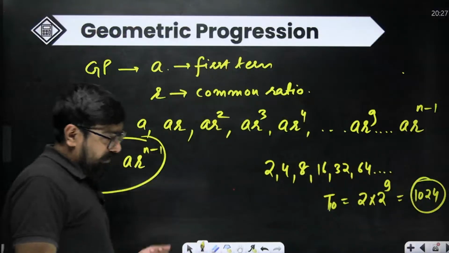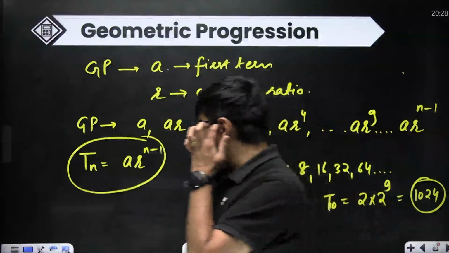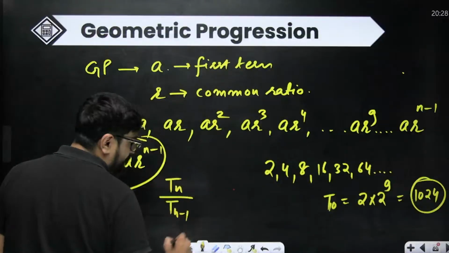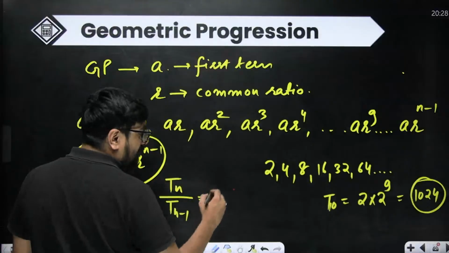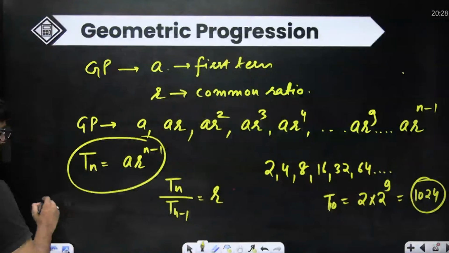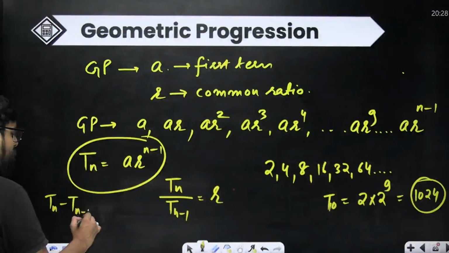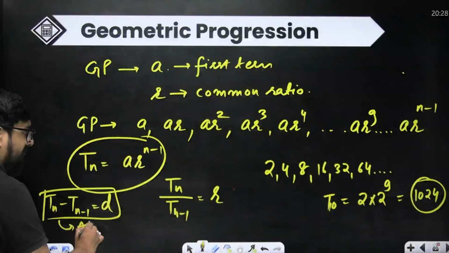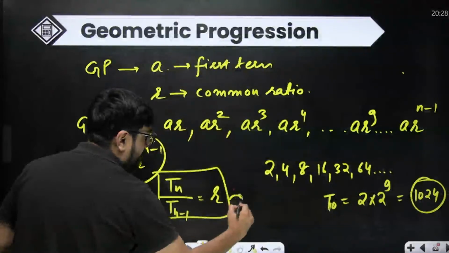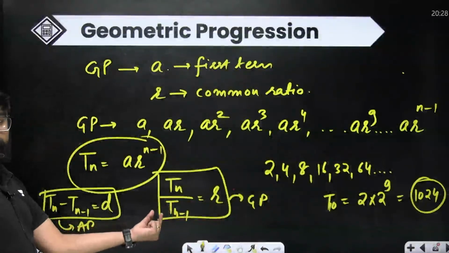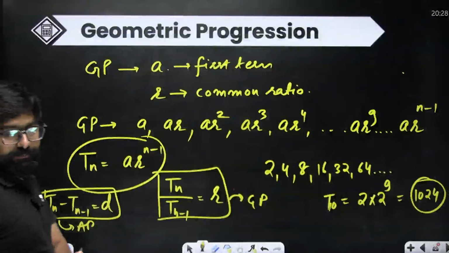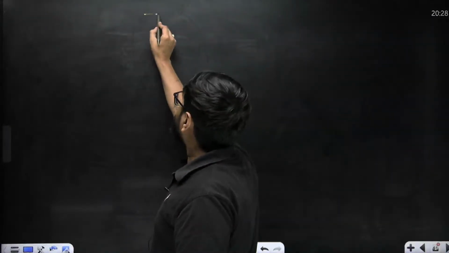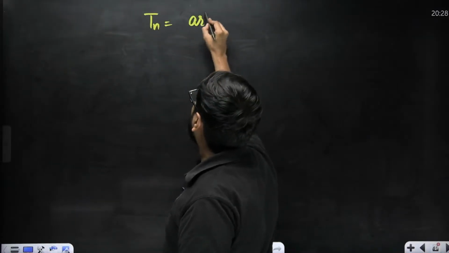Now, this is the general term of a GP. We can also understand one thing: any term divided by its preceding term is equal to R. Just like in AP, we had Tn minus Tn minus 1, which was equal to D. That was for AP and this is for your GP. Any term divided by its previous term will give you the common ratio. So now the general term we realize is nothing but AR to the power n minus 1.